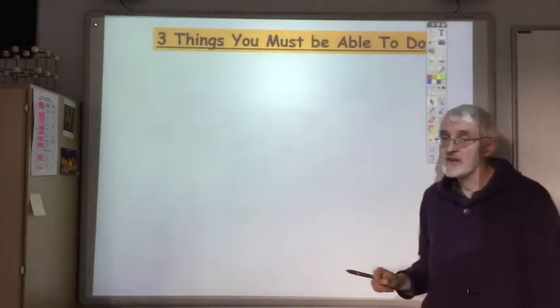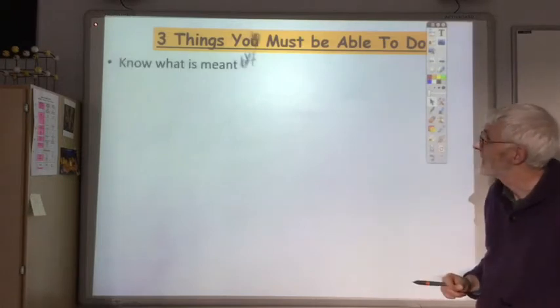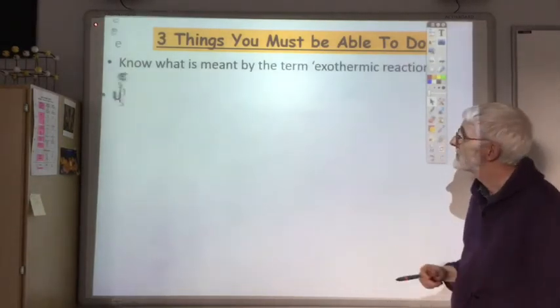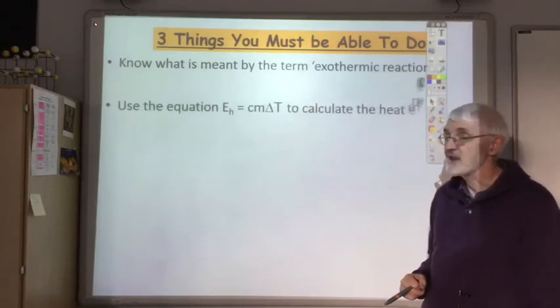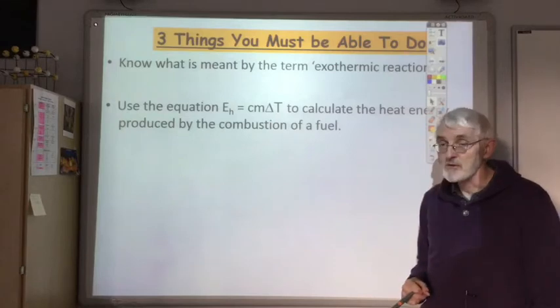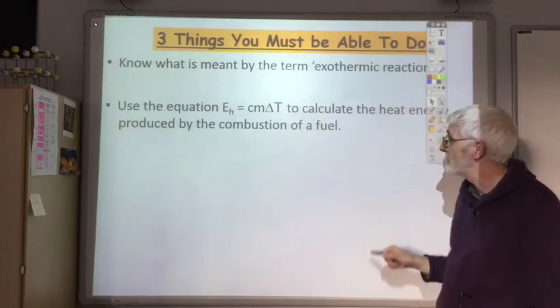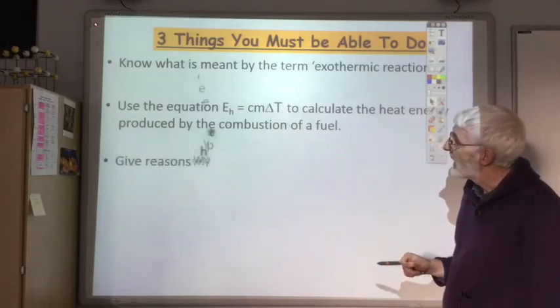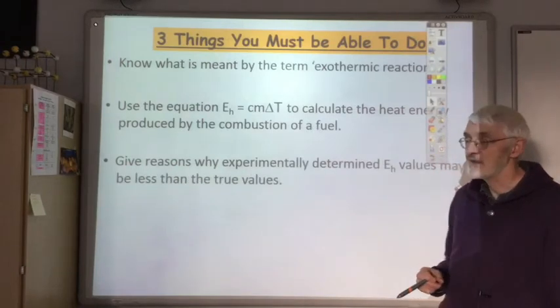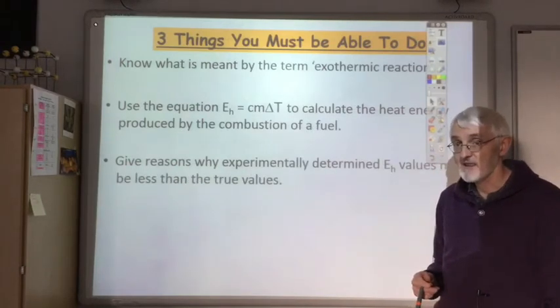Okay, 3 things you should be able to do. You should know what is meant by the term exothermic reaction. You should be able to use the equation EH equals Cm delta T to calculate the heat produced by the combustion of the fuel. And you should be able to give reasons why experimentally determined EH values are less than the true values.